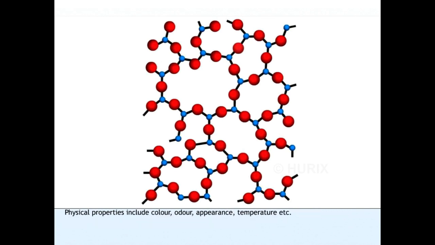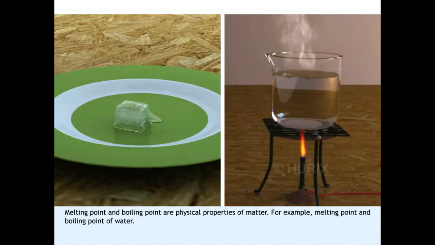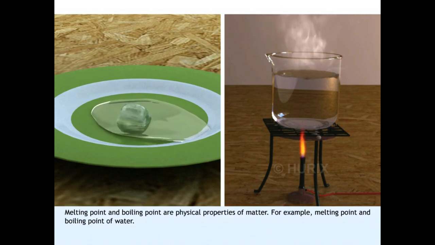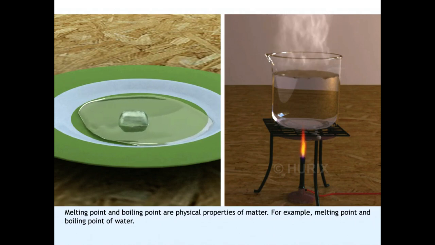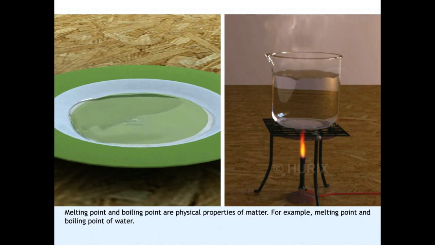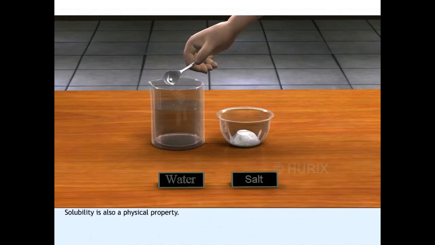Physical properties include color, odor, appearance, temperature, etc. Melting point and boiling point are physical properties of matter. For example, melting point and boiling point of water. Solubility is also a physical property.